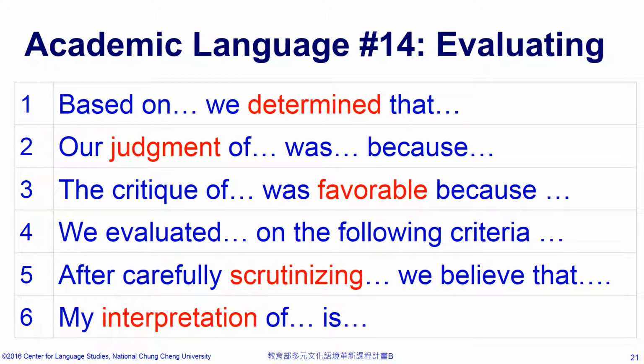Finally, how do we evaluate our opinions? The languages such as determined, favorable, scrutinize, judgment, and interpretation are academic languages to help us reveal superiority with these keywords and to make readers agree with the worthiness of our claims.